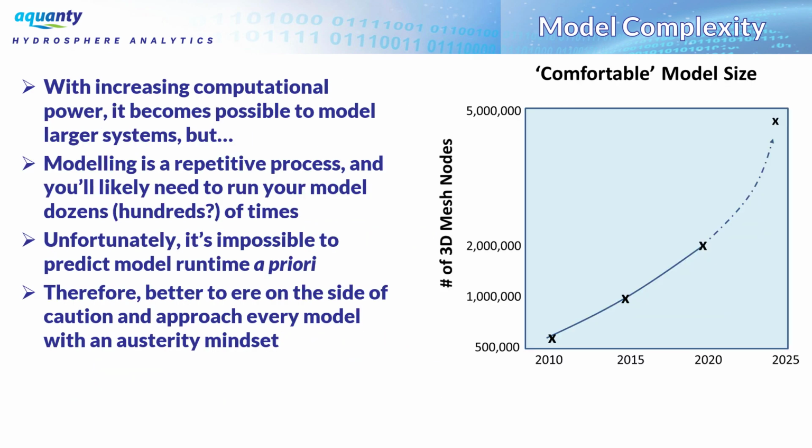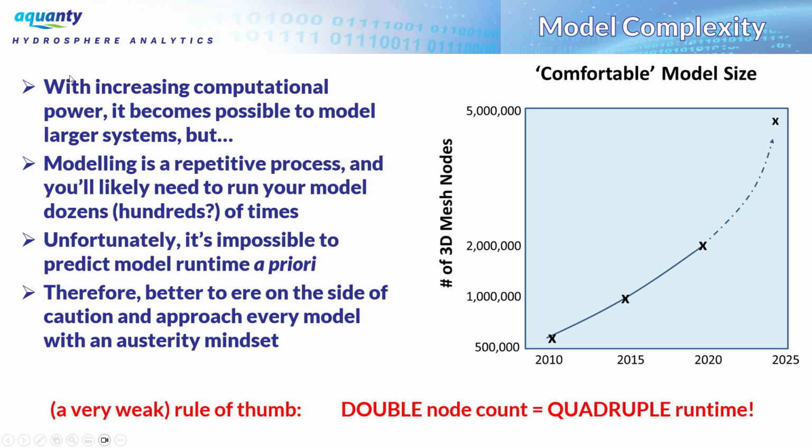Always keep in mind that the more complex your model is, the more nodes that are built in, it's going to definitely increase your model runtime considerably. A very weak rule of thumb is if you double your node count, it might quadruple your model runtime. It's becoming more and more possible to model larger and more complex systems year by year, but you also have to consider that modeling is a very repetitive process. You're going to run scenarios. You might have to calibrate your model. You'll probably run your model dozens, if not hundreds of times. It's impossible to know before running the model how long it will actually take.